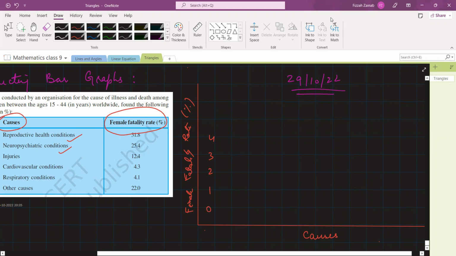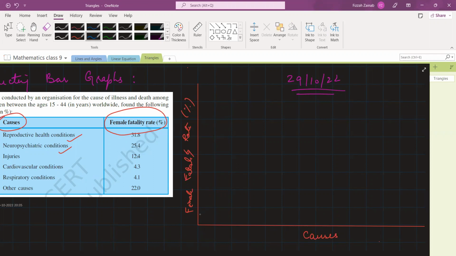I cannot take 0, 1, 2, 3, 4. Otherwise, this 31.8 will go out of your graph paper. You will not be able to locate it. So I have to reduce my scale. Now, how to reduce it? This is 0, so instead of taking 1, if I take 2, 4, 6, 8, like that, I think then also this 31.8 will fall quite high, isn't it?